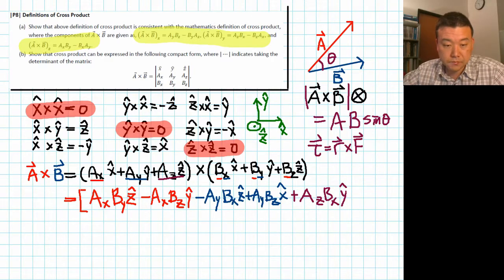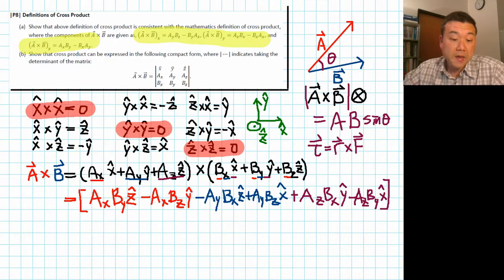All right, one more. So az cross by is equal to, so z hat cross y hat is minus x hat, so it's going to be minus az by x hat. All right, so that's all the non-zero, 1, 2, 3, 4, 5, 6 terms. And what we now have to do is collect the like terms. So let me collect them this way.